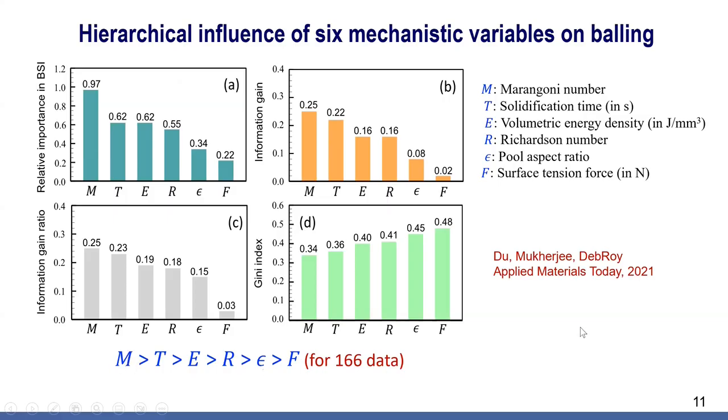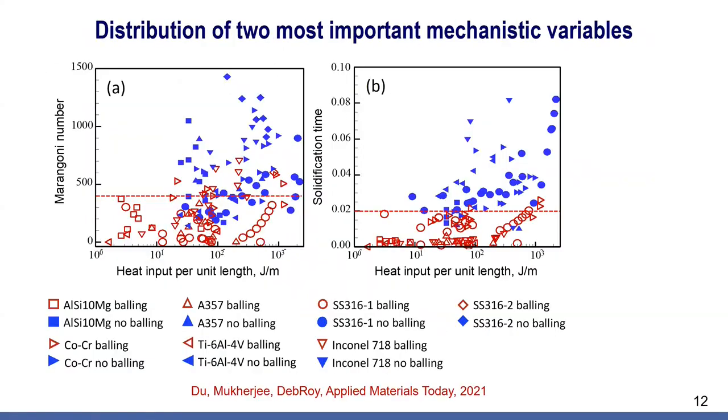So modeling can provide us with tools for controlling this type of defects. And the two most important variables are plotted here, Marangoni number and solidification time. And we can see that the blue dots represent no balling, and the red ones represent occurrence of balling. And this is done for a number of alloys for a wide variety of operating conditions. They are all available in detail in our Applied Materials Today paper published last year.